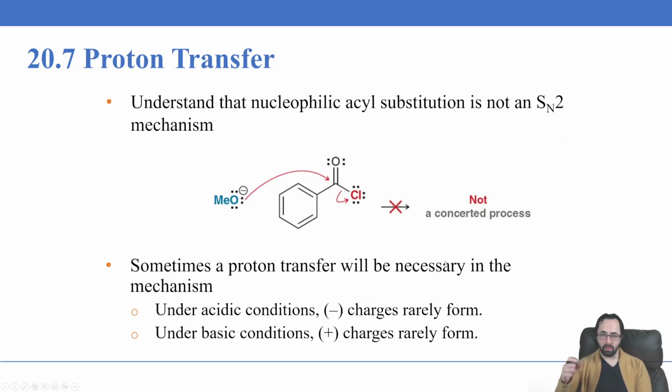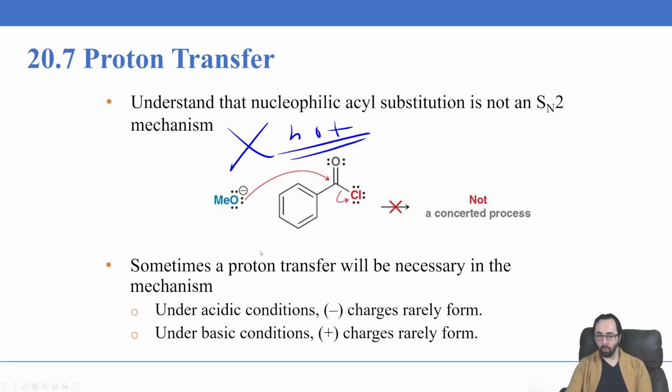It's important to note that this is not an SN2 mechanism. Remember that SN2 mechanisms are bimolecular and occur in a concerted fashion in one step. This is not a mechanism that occurs in one step in this way. It occurs in 2 steps. We have the nucleophilic attack, the generation of a negatively charged oxygen here, and then a subsequent process that involves the loss of the leaving group.